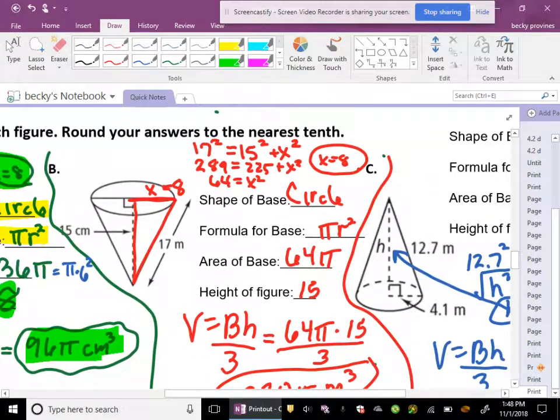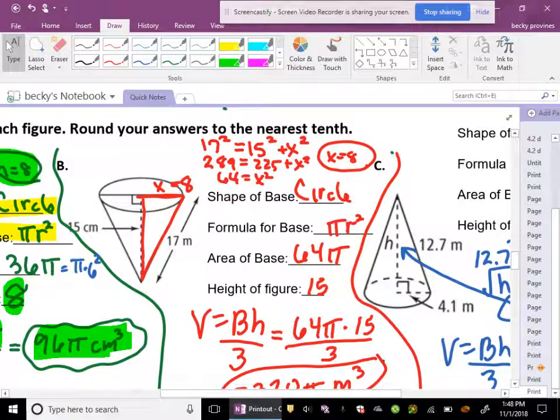And moving on to part B, this is another cone. And again, my base is a circle. And they don't tell you the radius. Okay, so we have to figure out the radius. So notice I drew in this triangle. Okay, so let's do Pythagorean. My hypotenuse is the 17, and I have the sides of 15 and x. Let's do Pythagorean and square them and solve for x now.